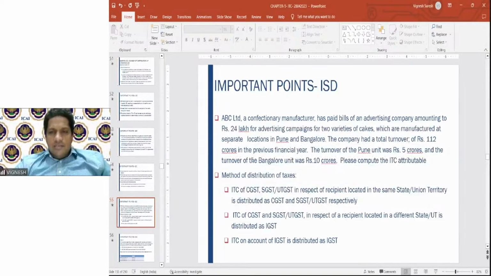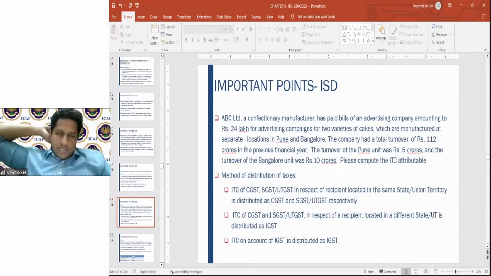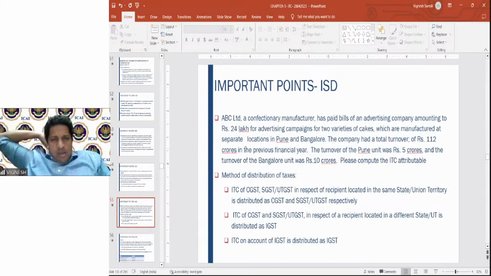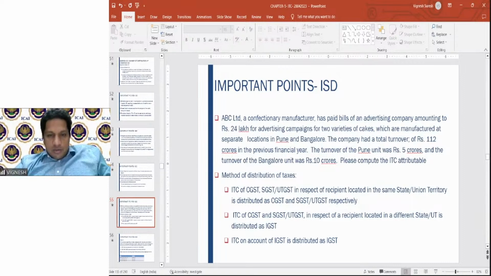So 24 lakhs is there, which are manufactured at separate locations in Pune and Bangalore. Company turnover is 112 crores. So ITC is attributable only to Pune and Bangalore. So the turnover of Pune and Bangalore is important here to be considered. Turnover of Pune is 5 crores and Bangalore is 10 crores. Aggregate turnover should be 15 crores. So 1:2 ratio, 5 by 15 into 24 lakhs. So 8 lakhs will be distributed to Pune ITC and Bangalore will be given 16 lakhs.